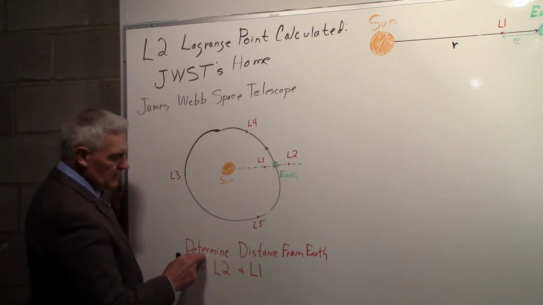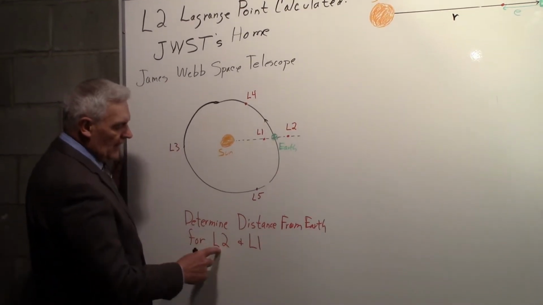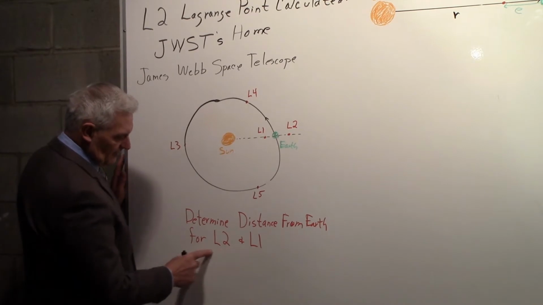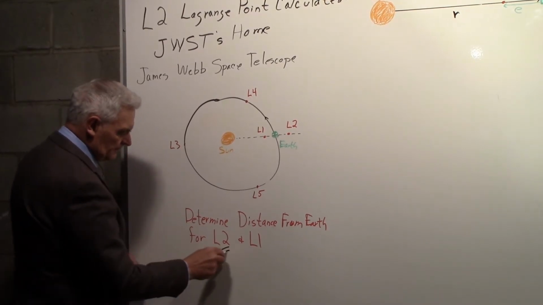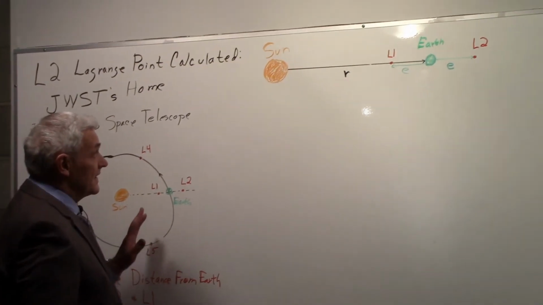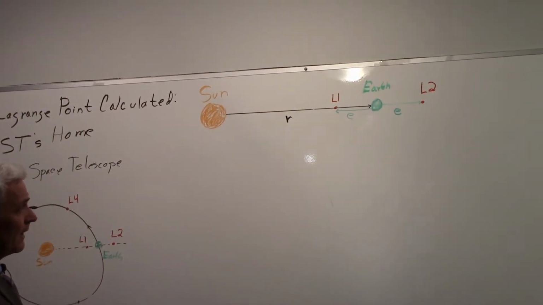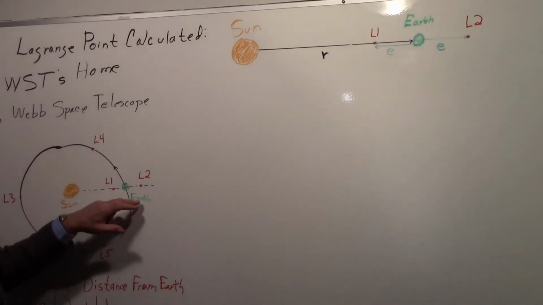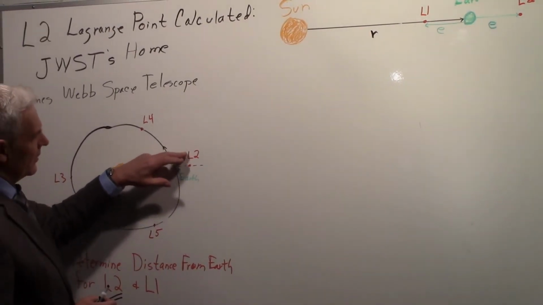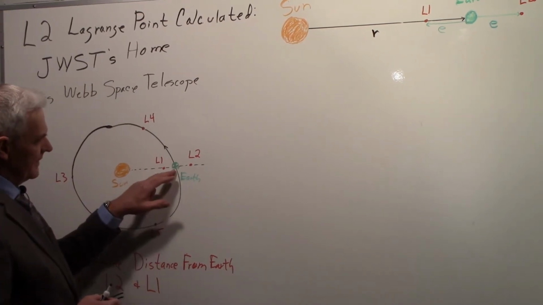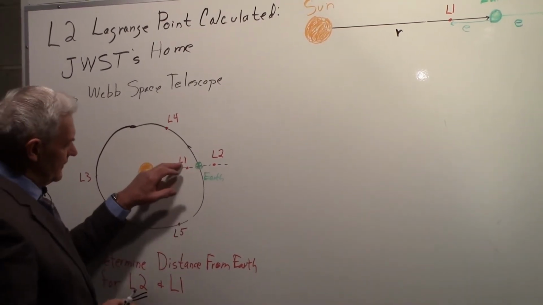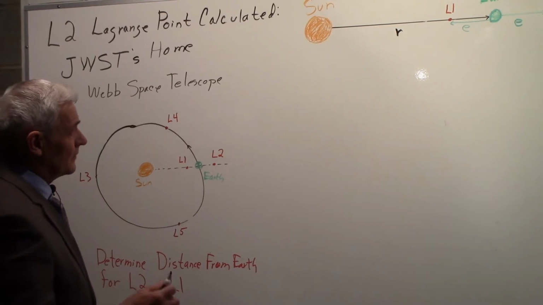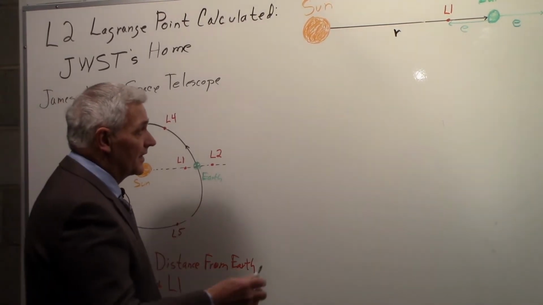So what we want to do is determine the distance from the Earth for L2, that point, and L1, that point. But our main emphasis, what we really want, is to get L2. So here's a side view of what we have here. Now, if you put a satellite in the L2 point, it has to go around the Sun in the same period of time as the Earth. That's also true of the L1 point. It has to go around at the same period of time. So we're going to use the period of the Earth to help do a calculation.